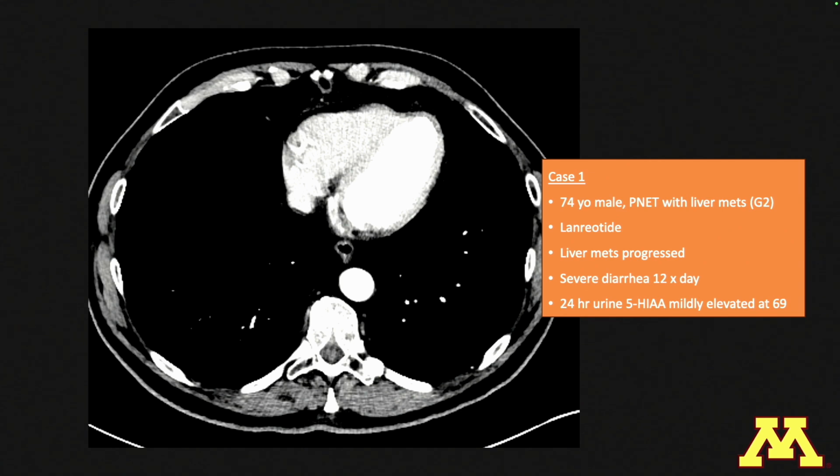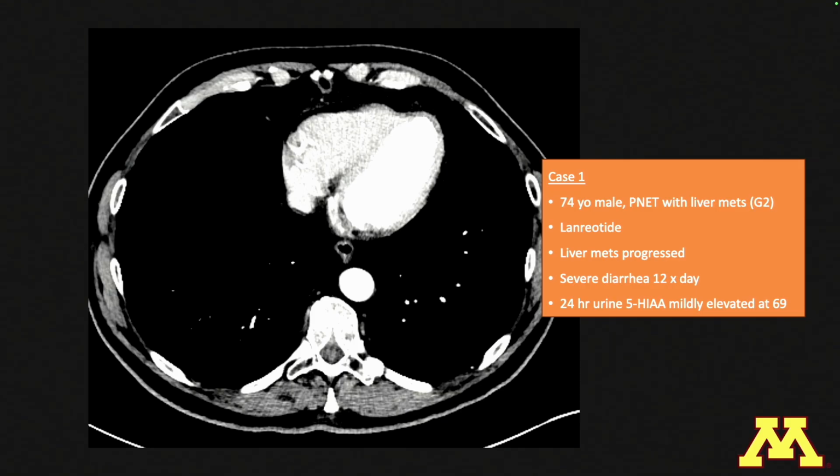So this first patient shows how we use such treatments. There's a 75-year-old male patient who had a pancreatic neuroendocrine tumor with disease going to the liver, and it was a grade 2 tumor. They were on lanreotide. However, the liver disease was progressing despite the treatment, and they were symptomatic.